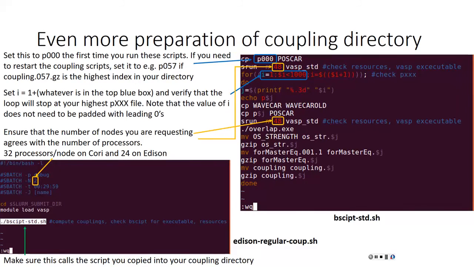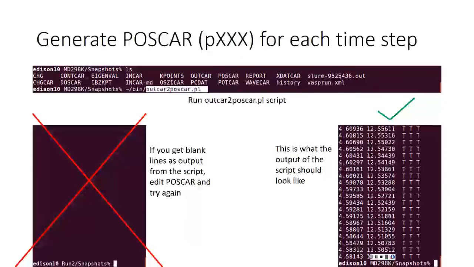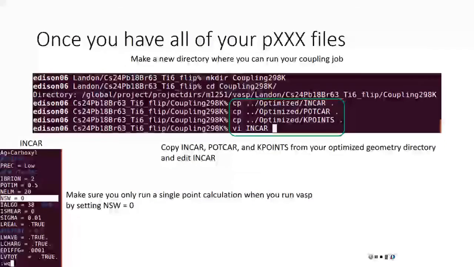I guess the important things to, oh, one thing that I forgot to mention, actually. I'm not sure exactly why, but this script only works for me on Edison. It does not work on Cori for whatever reason. I don't know why that is. Did you use the pod module? That's why.